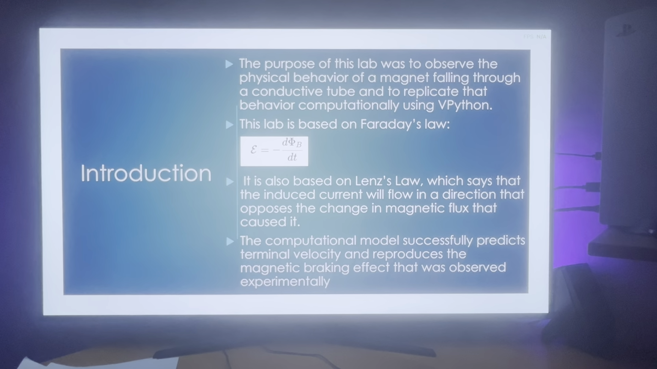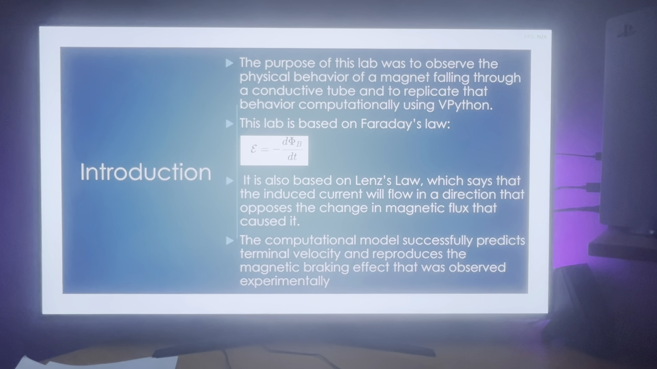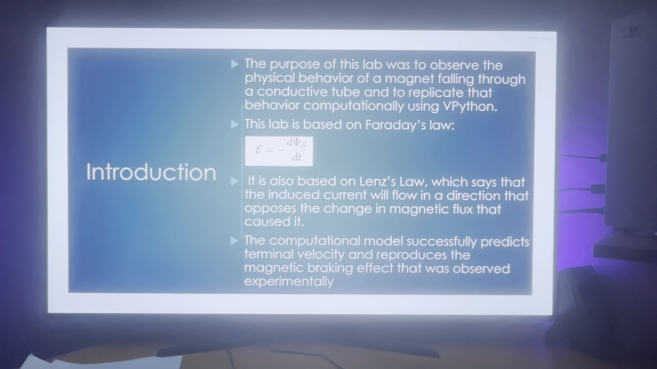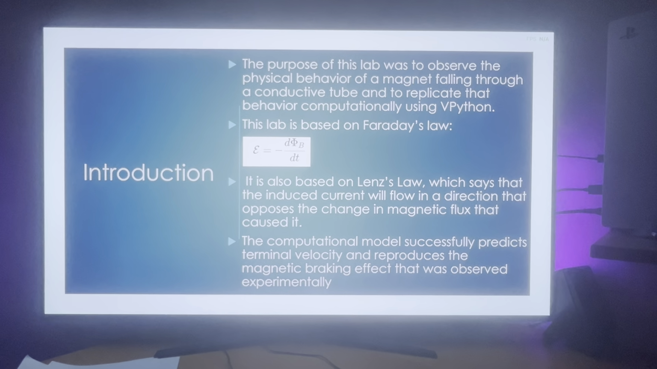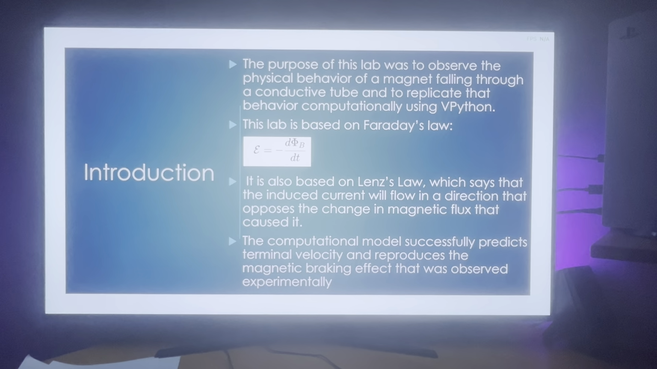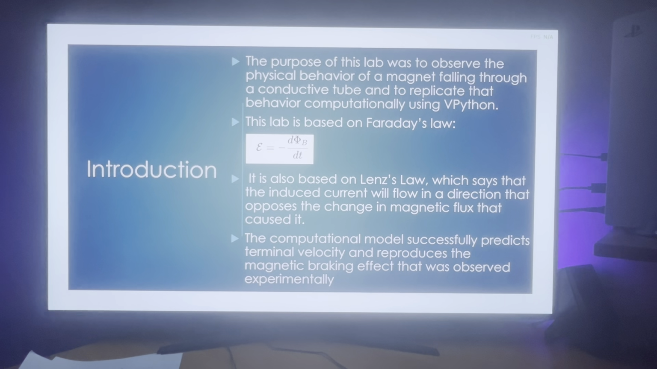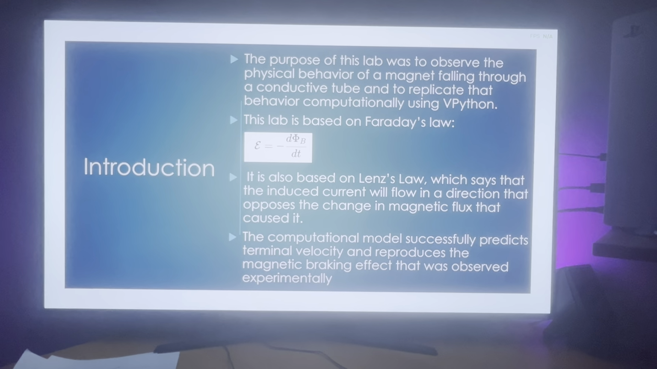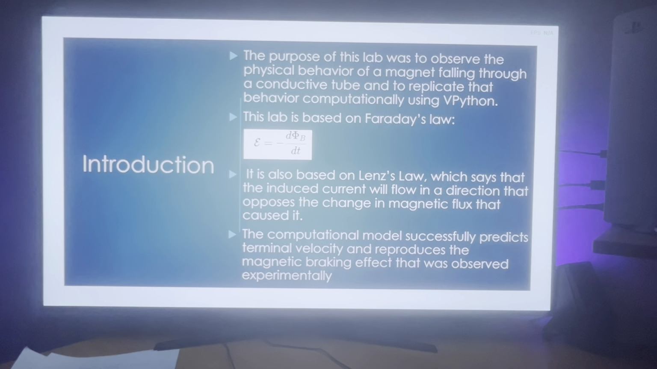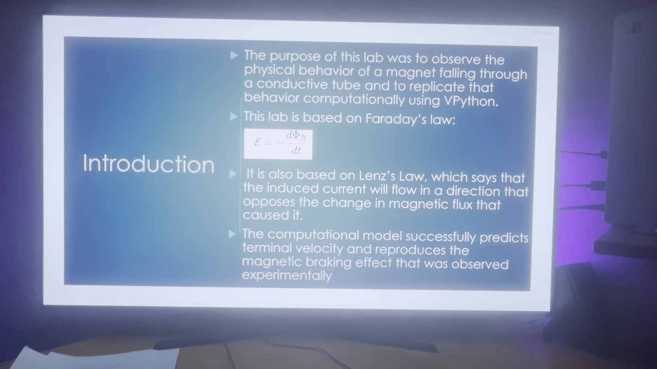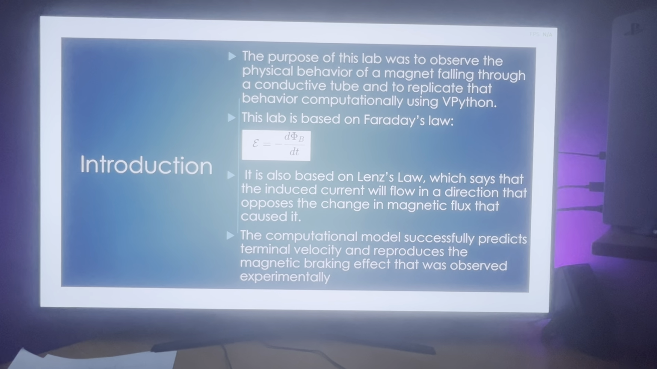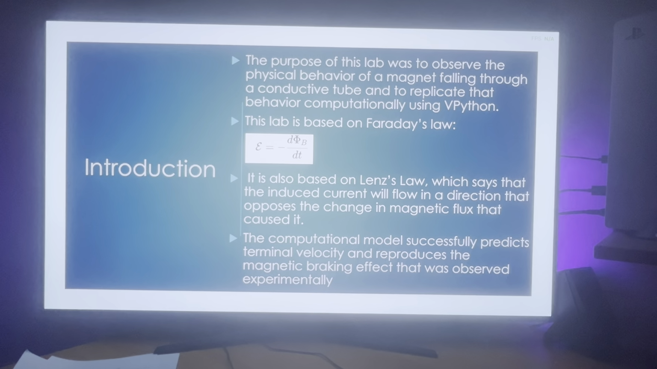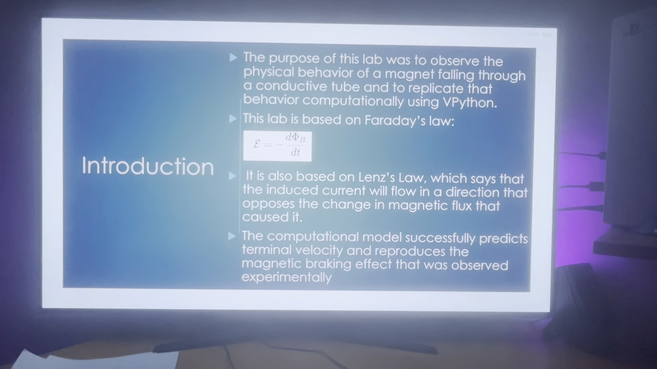The purpose of this lab was to observe the physical behavior of a magnet falling through a conductive tube, and to replicate that behavior computationally using VPython. This lab is based on Faraday's law, which states that E equals negative d phi B over dt, and it is also based on Lenz's law, which is the negative part of that equation, which says that the induced current will flow in a direction that opposes the change in magnetic flux that caused it. The computational model used successfully predicts terminal velocity and reproduces the magnetic braking effect that was observed experimentally.